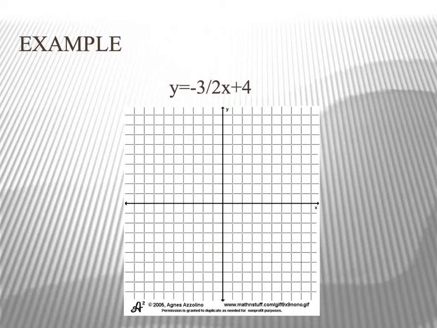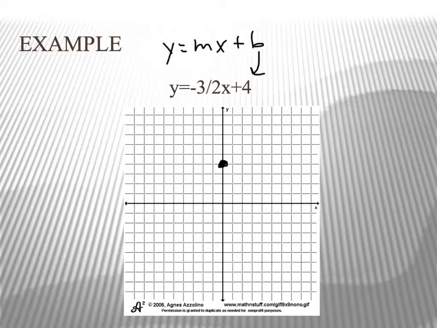Alright, looking at another example. In this case, the equation of our line is y equals -3 over 2x plus 4. Remember, slope-intercept form. Again, y equals mx plus b. When we're graphing in slope-intercept form, we find our y-intercept first, which is our b. Our y-intercept is 4, so we want to plot that point. We go to our y-axis, our up and down axis, and we go up 4 and plot the point. So we have our y-intercept plotted.